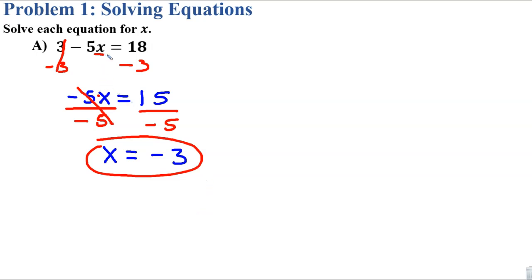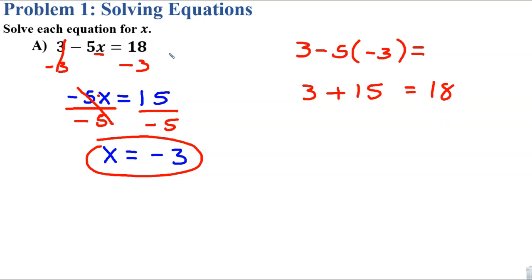So when x equals negative 3, this equation is true. I'm not going to do this step for every equation, but it's a good idea, especially come test time, to plug things back in and check. So if I go 3 minus 5, substituting in the negative 3 for the x, let's see what we end up with. Hopefully we get an 18. So we have 3, and if I do the multiplication here, negative 5 times negative 3 is a positive 15, so 3 plus 15 is equal to 18. All right, good deal. I know I got the correct solution, because when I plug it back in, things check out.